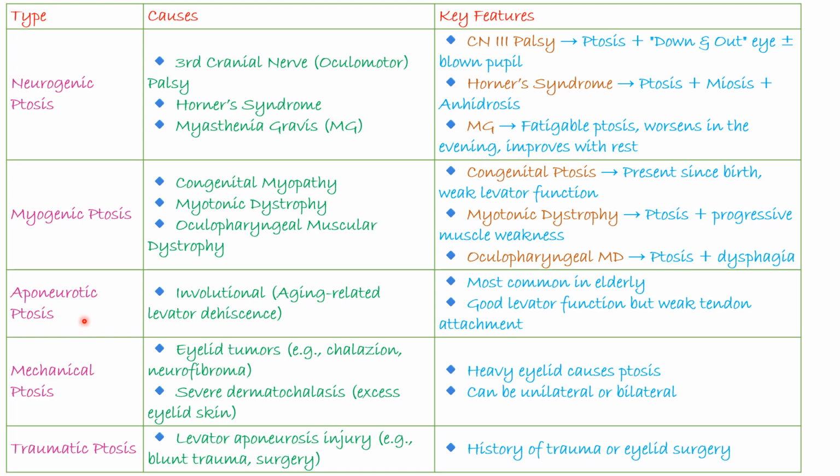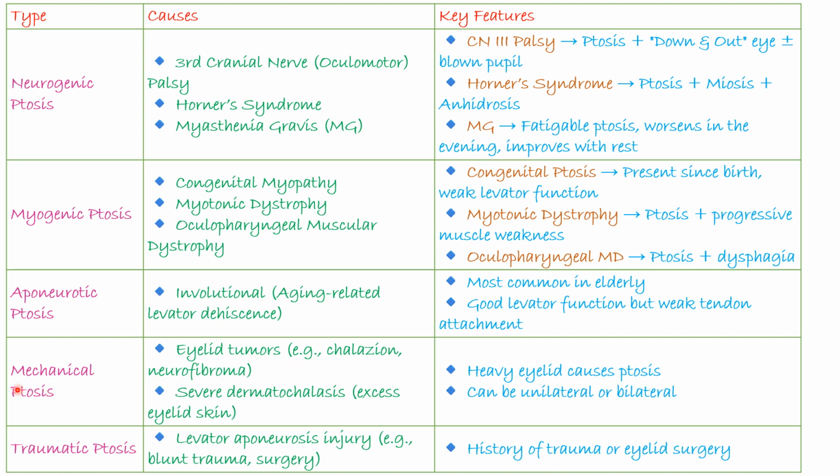Aponeurotic ptosis is when we have disruption in the aponeurosis of the levator. So this is usually involutional and usually associated with aging. So majorly the elderly patients. Aging-related levator dehiscence. So it's most commonly in the elderly, and good levator function, however, usually have weak tendon attachment.